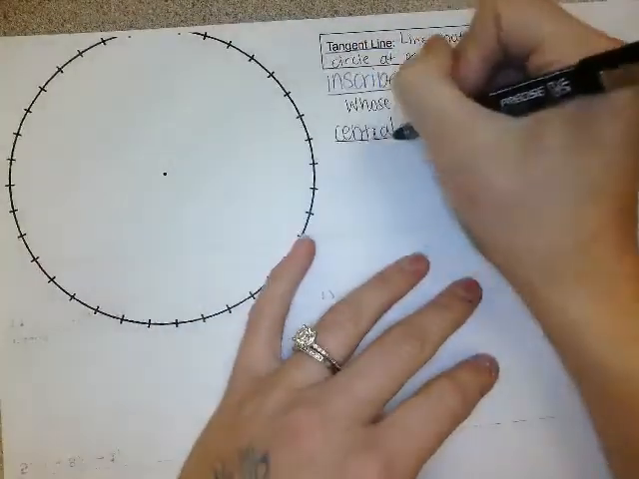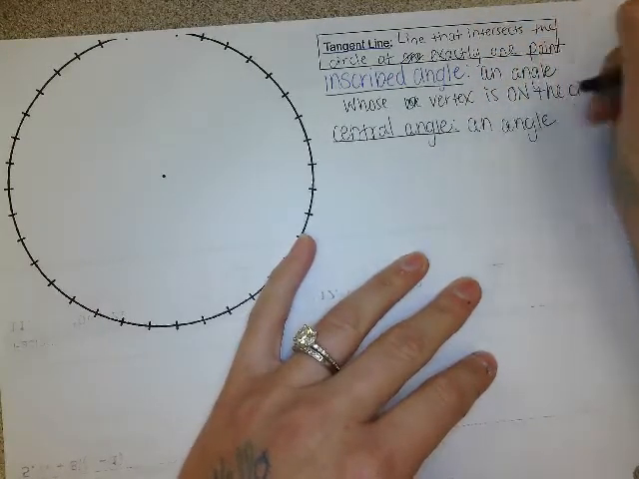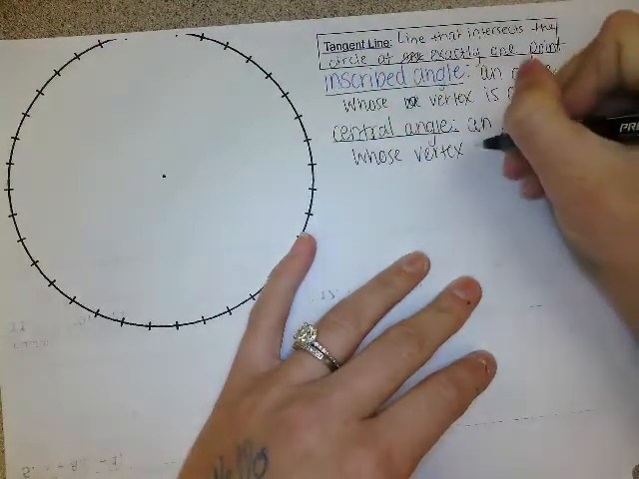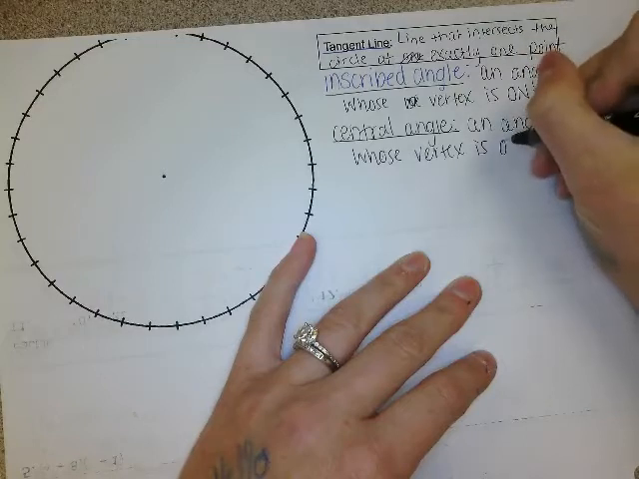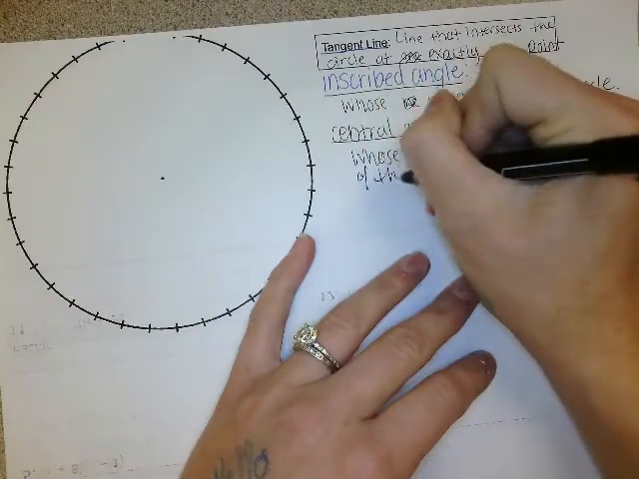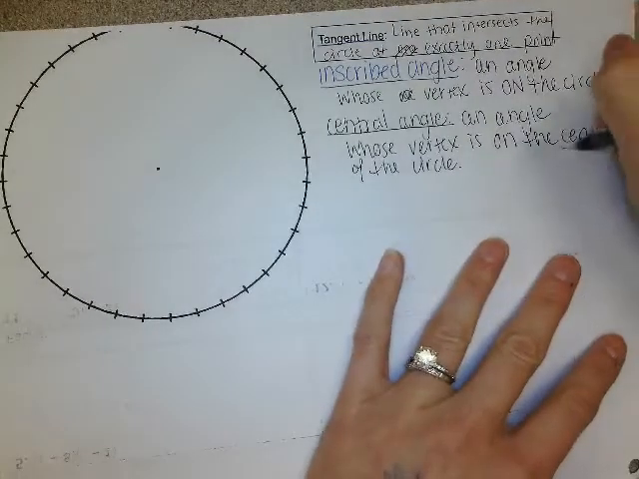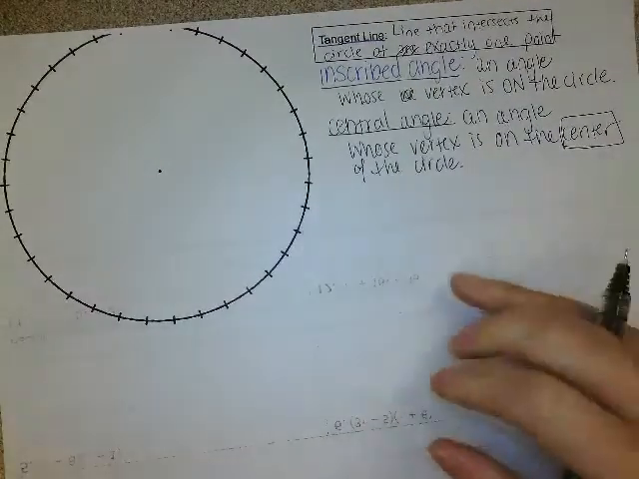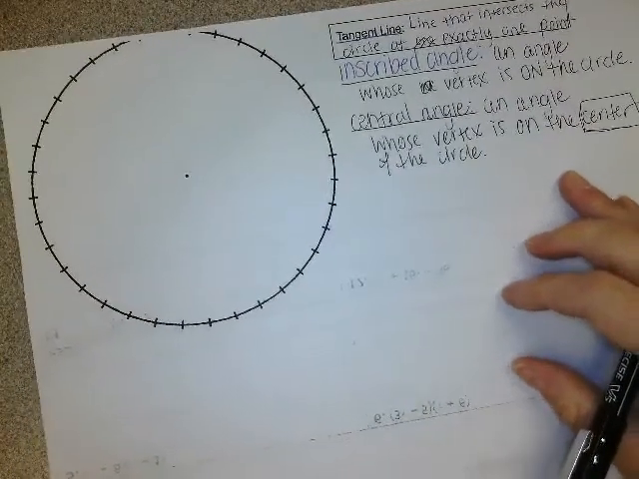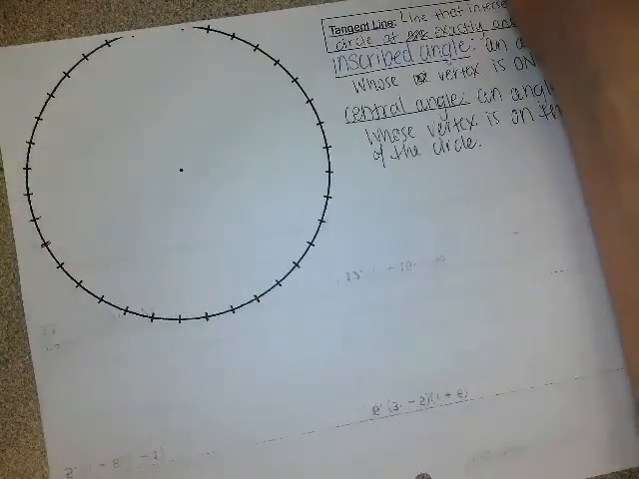Okay, central angle. So that's where it's an angle whose vertex is on the center of the circle. Okay, hence the word central. So let's go ahead and draw a central angle, and each of these tick marks indicates 10 degrees.